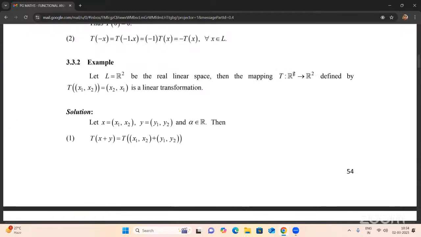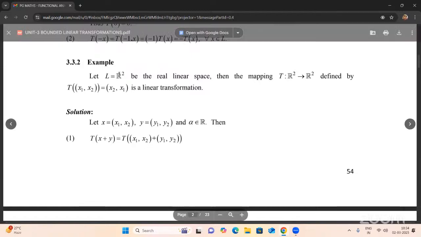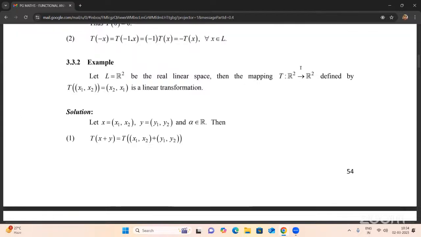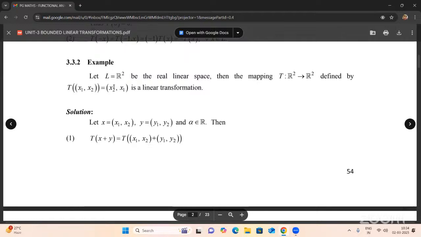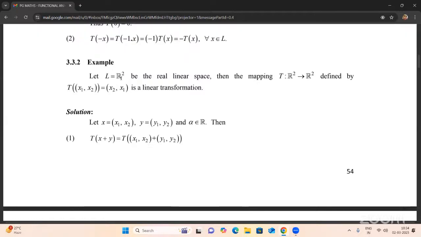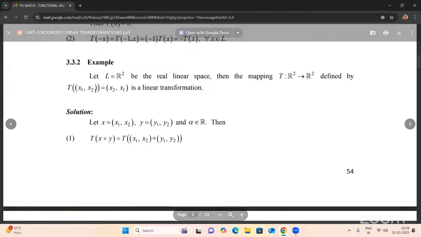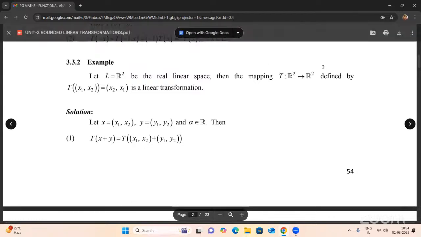Now, suppose here we have R cube. R cube means x1, x2, x3, there are three coordinates. At the same time, the codomain is also R cube. Now here x3, x2, x1 defines the image of the relation. So both are equal. The defined mapping and the defined relation coincide. Without equivalence, the given mapping is not a linear transformation.